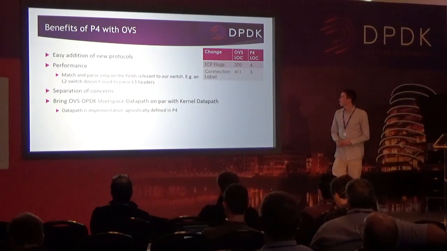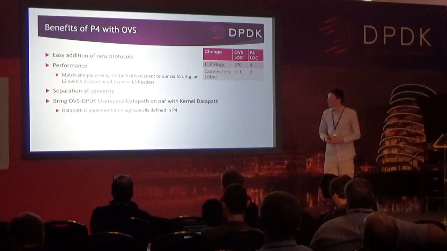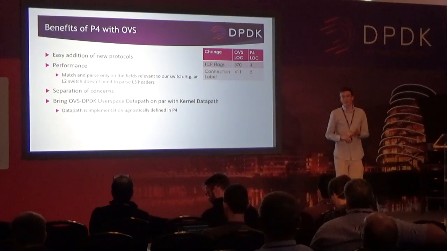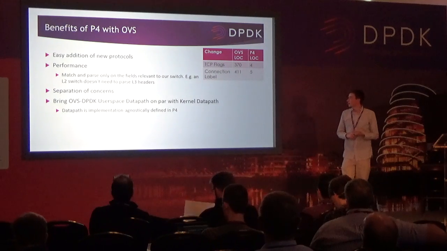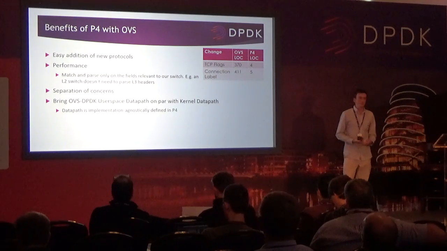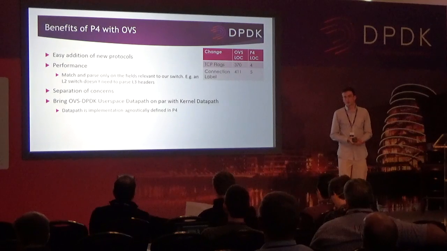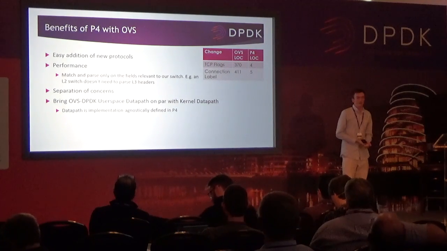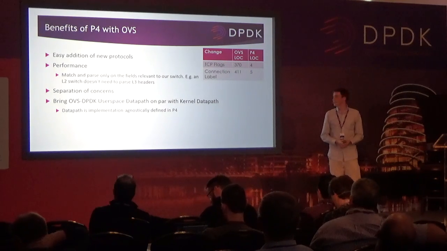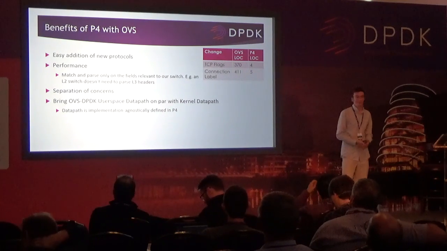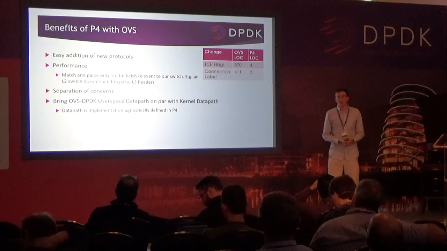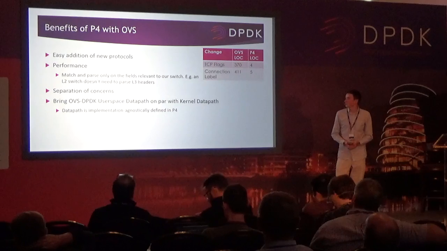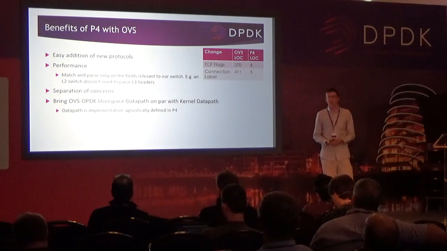So for the first example here, the TCP flags, this is just adding support for matching on TCP flags like SYN, ACK, those kind of flags. And doing this in OVS required changing or adding 370 lines of code. And this was spread across about 10 different files. And doing a functionally equivalent change in P4 takes just 4 lines of code. And similarly with the connection label for connection tracking, you can see that there's a huge reduction in the amount of change you actually have to implement.